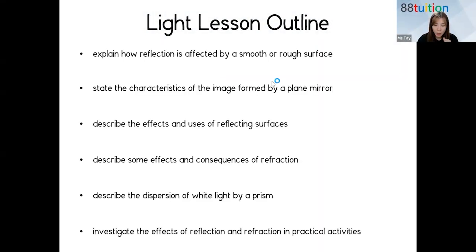Okay, so light, we need to learn about all these things. This is part of the syllabus. We learn about reflection. So regular reflection, diffuse reflection, all these have been covered last week. We also talk about characteristics of image formed by a plane mirror. Okay, and then the effects and uses of reflecting surfaces.